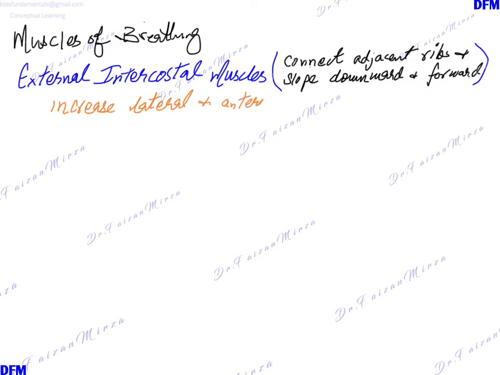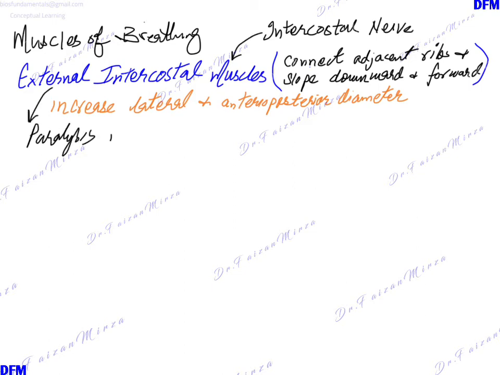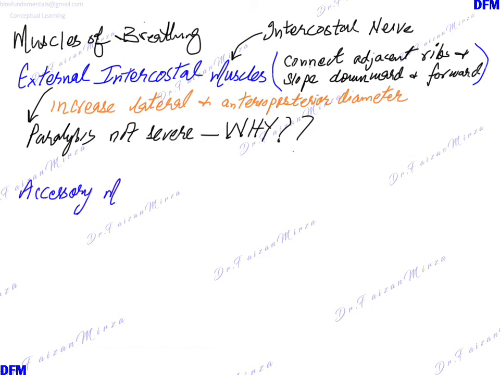They increase the lateral and the anterior-posterior diameter of the thoracic cavity. The nerve which is involved here is the intercostal nerve that innervates the external intercostal muscles. Paralysis of these muscles is not severe. It doesn't cause any severe abnormality to breathing. And I think you can recall this. Why is this not causing any severe side effect? Then there are some accessory muscles of inspiration that we have to discuss.